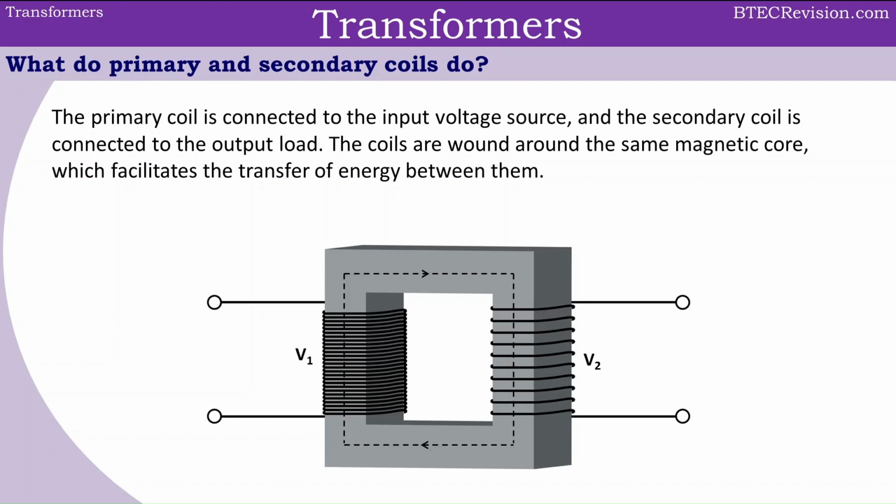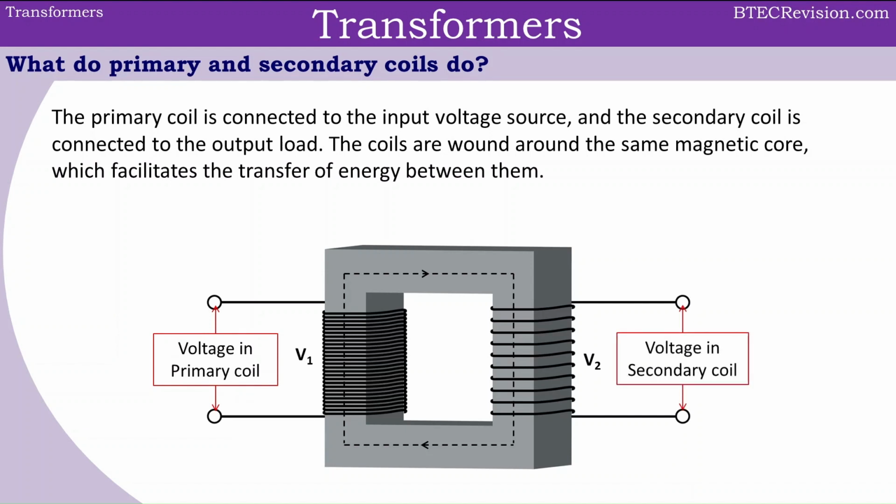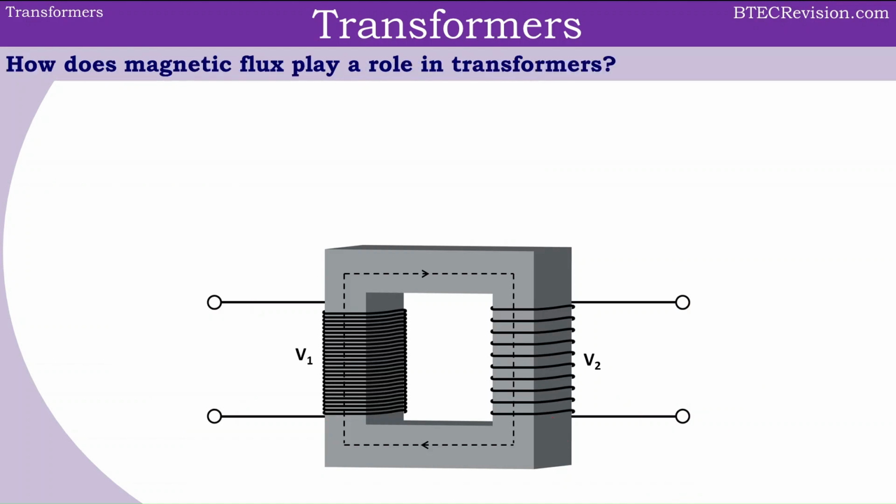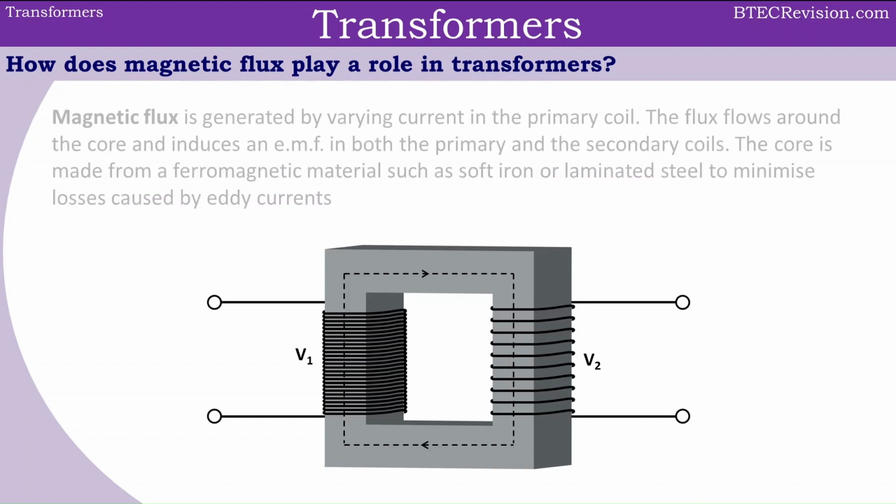As you can see here on the left, we have the voltage in the primary coil, and on the right side, we have the voltage in the secondary coil. And on the left side, we have the number of primary coils, and on the right side, we have the number of secondary coils. Next, we can look at how magnetic flux plays a role in transformers.